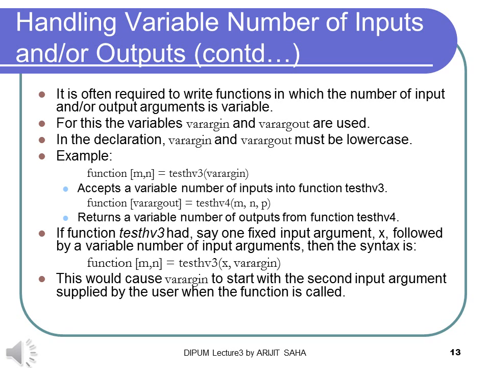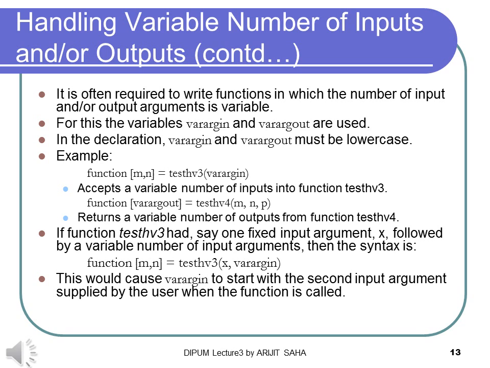Now it is often required to write functions in which the number of input and output arguments is variable. For this, the variables varargin and varargout are used. In the declaration, varargin and varargout must be lowercase. Some examples are given here.